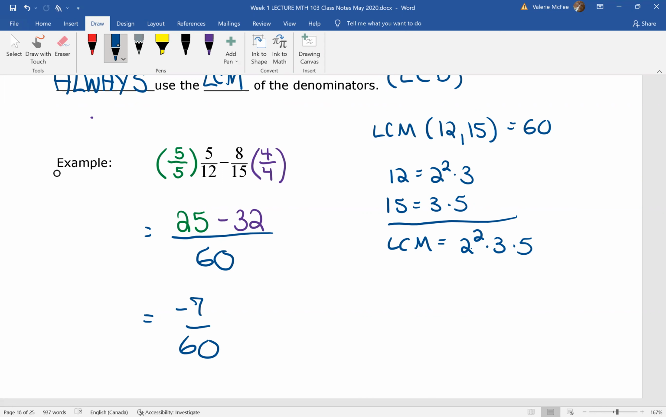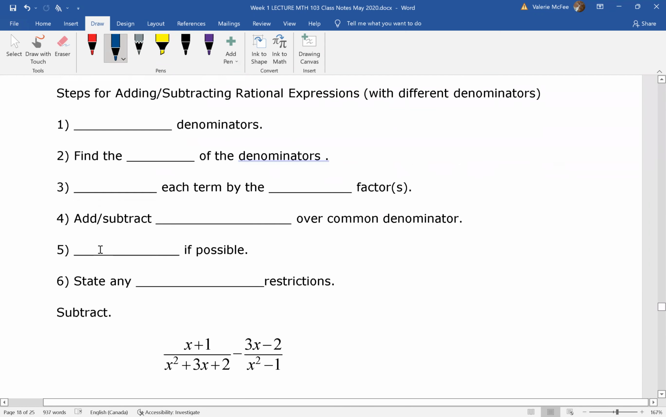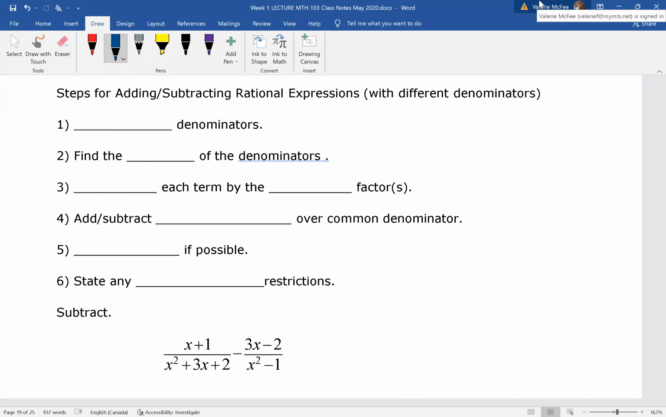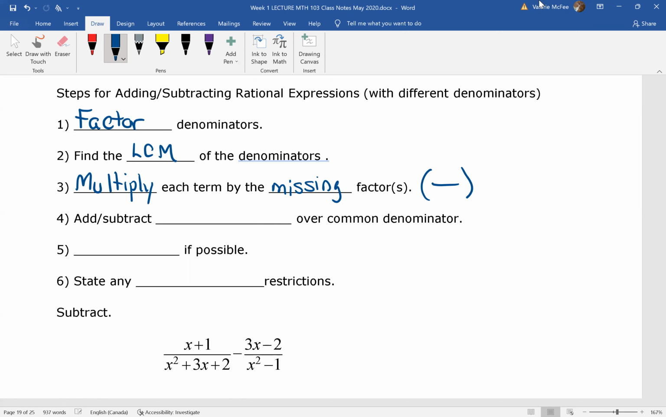We're going to use these steps that we did with fractions to subtract rational expressions. So what are the steps we want to think about? First, we're going to factor the denominators. We're going to find the lowest common multiple of the denominators. We're going to multiply each term by the missing factors. But remember, we're multiplying the numerator and the denominator because we want to multiply by 1. We don't want to change the value of the expression. We just want to change the way it looks.